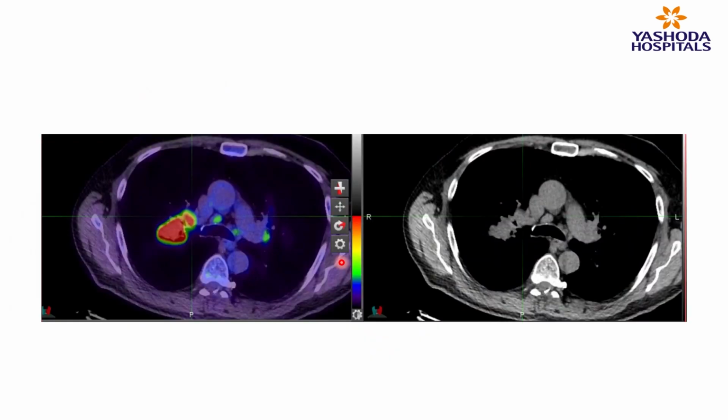Secondly, this is a case with a right hilar mass and a hilar lymph node. We are also seeing a lymph node in the precarinal region and the left hilum. The right hilar lymph node has the exact uptake matching the hilar mass, but the precarinal and the left hilar lymph nodes have lower FDG uptake. So these lymph nodes will require sampling to confirm the staging of the patient.